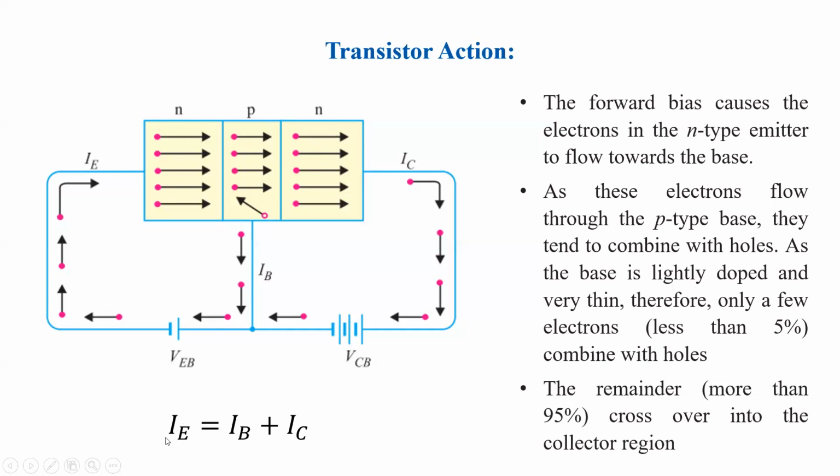Okay, because of that, the total emitter current, IE, will always be equal to the sum of base current and collector current. And this base current is very small. It is of the order of microamperes, and collector current will be nearly equal to this emitter current. So that is how the emitter current is nearly equal to the collector current, and base current is observed to be very small compared to the collector current. That you have to remember.